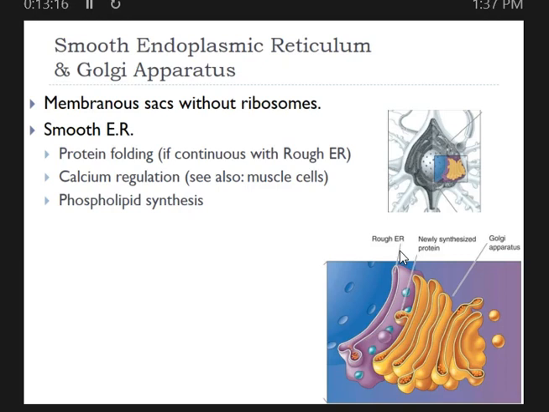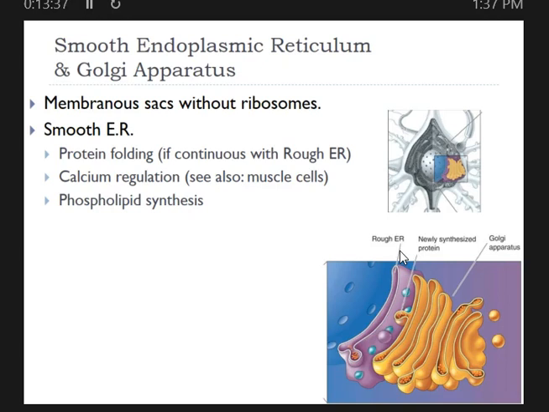So it actually can be a site of protein folding. Sometimes ribosomes will inject proteins into the rough endoplasmic reticulum, and then they can make their way into smooth endoplasmic reticulum, because oftentimes the smooth endoplasmic reticulum will just be a branch off of the rough endoplasmic reticulum. If that's true, then proteins can be modified.